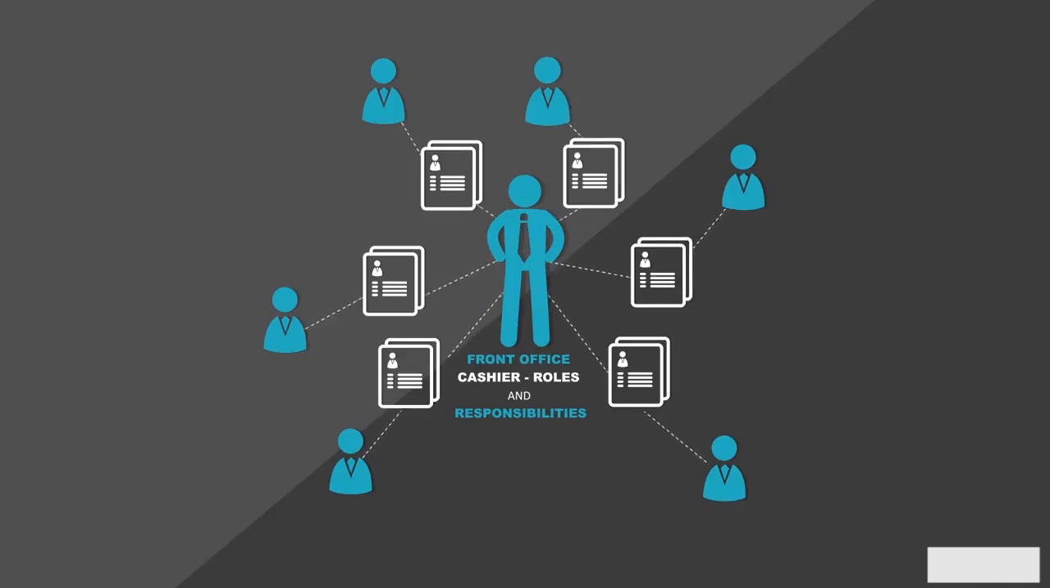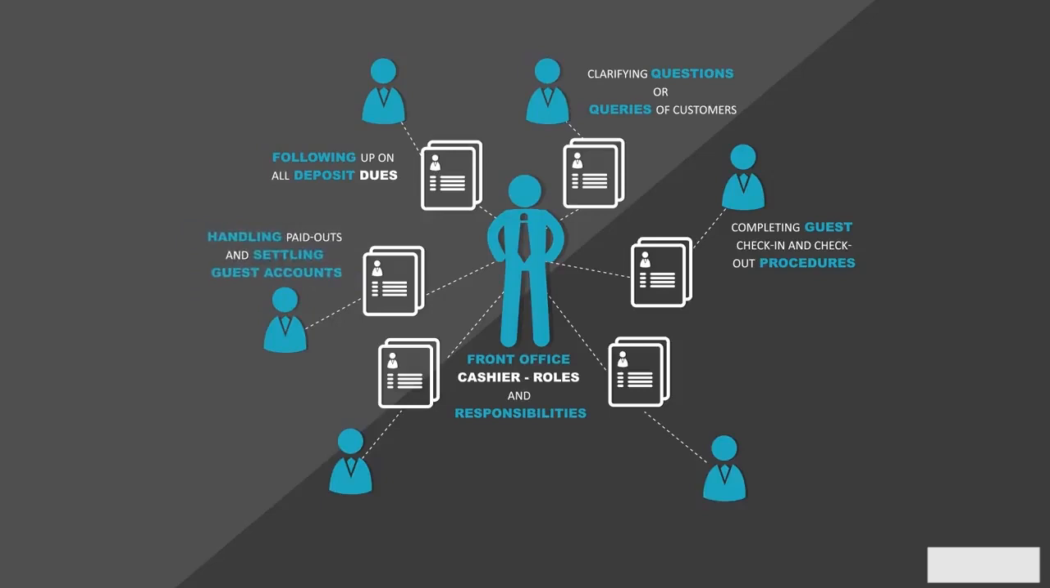Now, let us discuss the key responsibilities of an FOE working as a front office cashier. A front office cashier deals with completing guest check-ins and check-out procedures, clarifying questions or queries of customers, following up on all deposit dues, handling paid outs and settling guest accounts, making discount adjustments, managing safe deposit boxes.